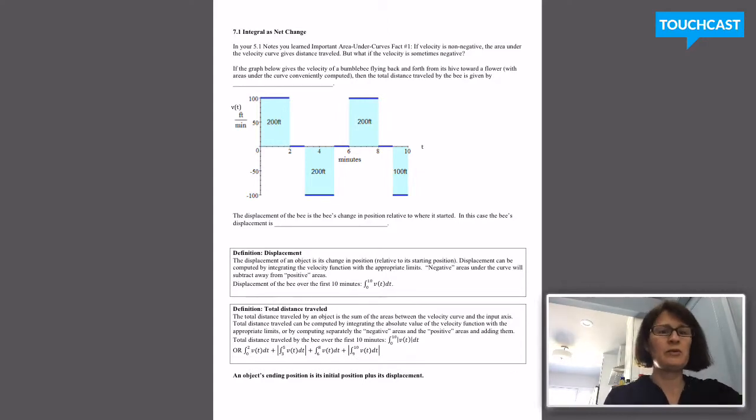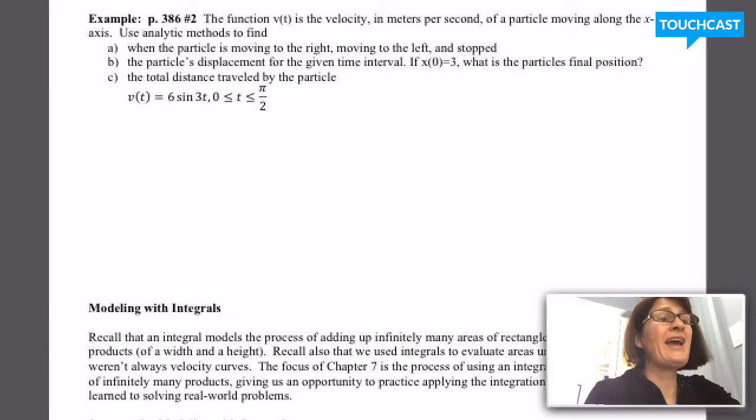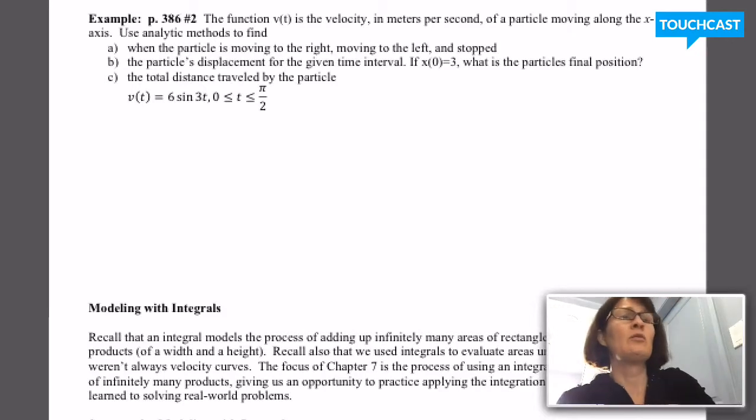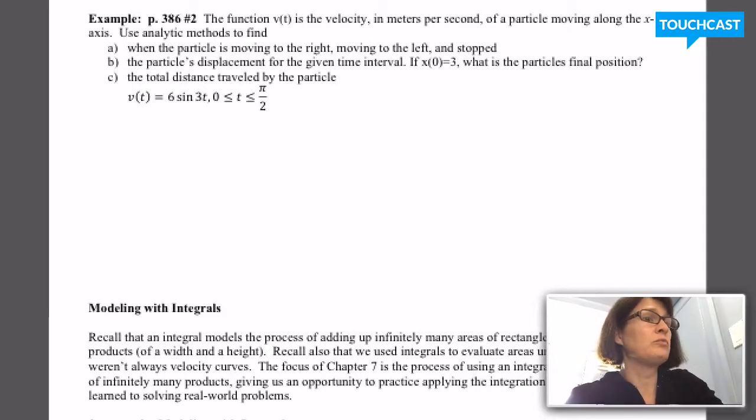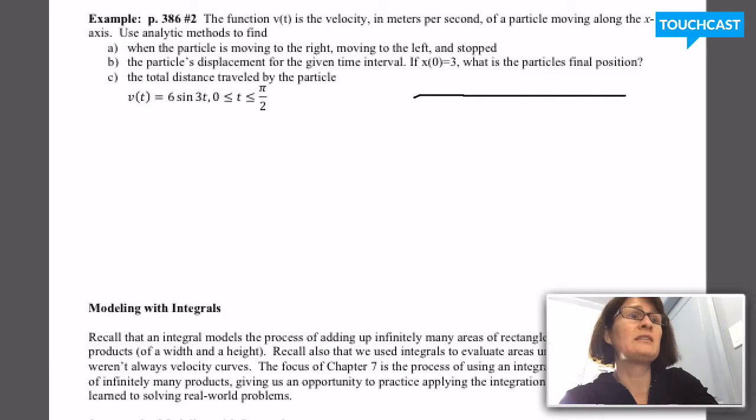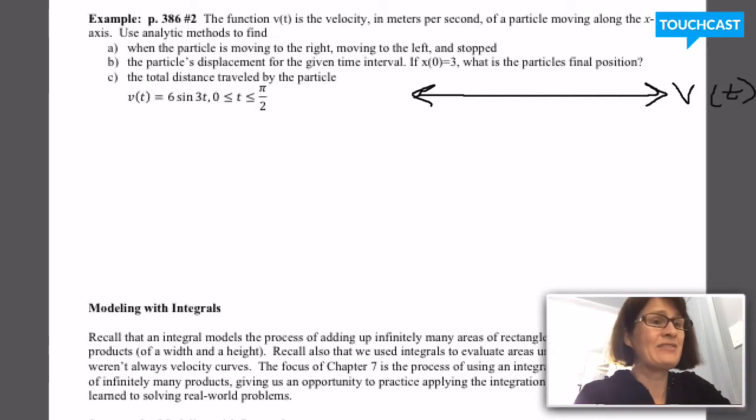Let's try this problem from your book. All right, so we have been given a velocity function. We've been asked part A to find when this particle is moving to the right, moving to the left, and stopped. So motion is to the right when velocity is positive, motion is to the left when velocity is negative, motion is stopped when velocity is 0. So what I need is a sign graph for velocity. So this is v of t, and that's lucky because I have v of t.